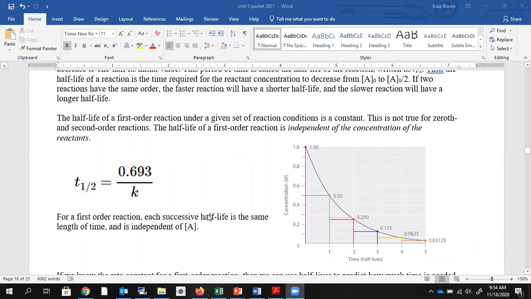So every time a half-life occurs, we go through half of our concentration. So we can see that if we start with a concentration of 1, when one half-life has gone by, we're down to a concentration of 0.5. If a second half-life amount of time passes, then we're down to half of that, which is 0.25. Another half-life occurs, we're down to half of 0.25, which is 0.125, et cetera.